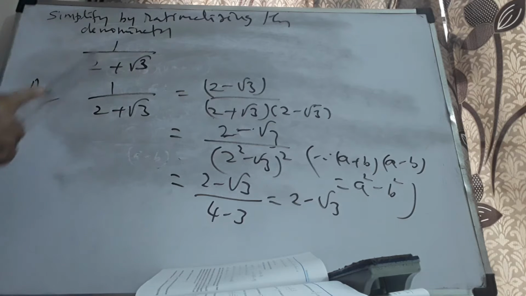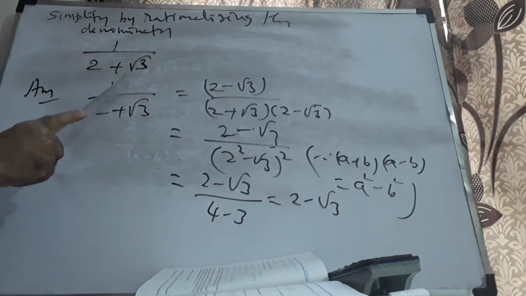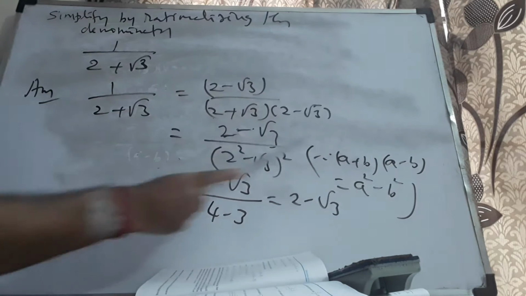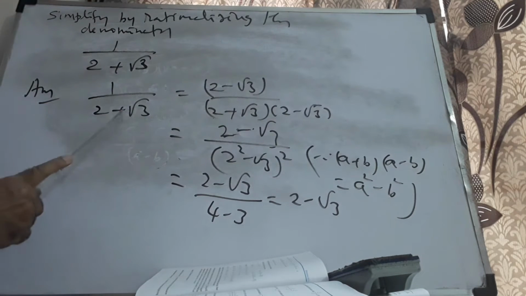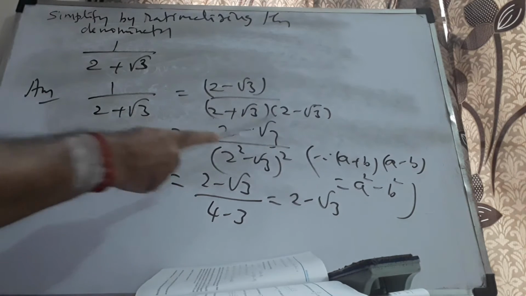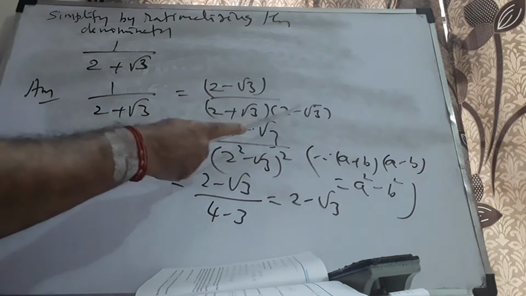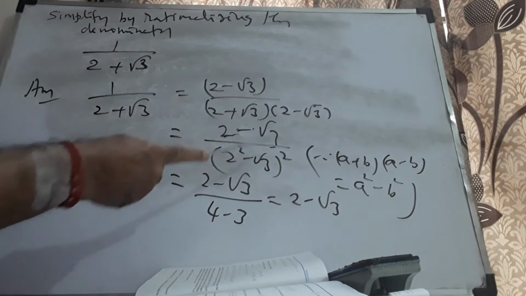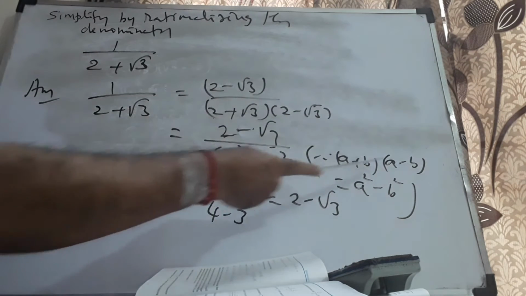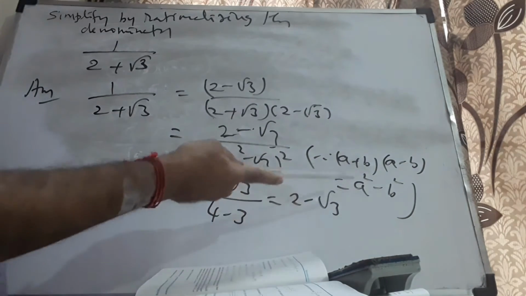Let me repeat. 1 by 2 plus root 3 is the given sum. Don't start with the simplification immediately. Write the given one always. Multiply and divide by 2 minus root 3. That gives 2 minus root 3 by 2 plus root 3 into 2 minus root 3, which is 2 minus root 3 divided by 2 square minus root 3 the whole square. A plus b into a minus b is a square minus b square.